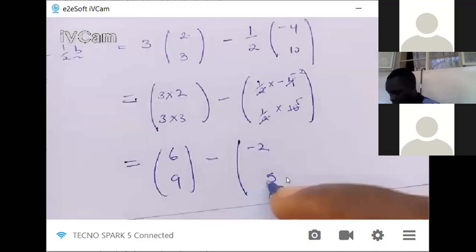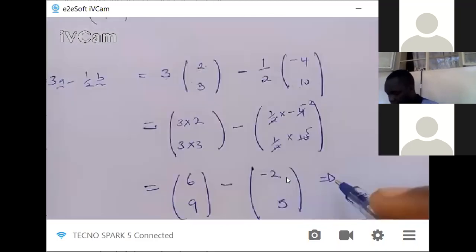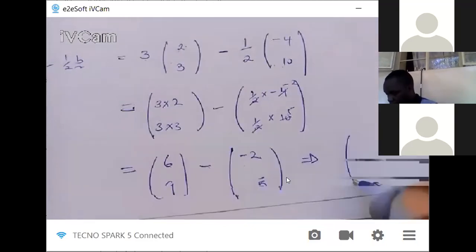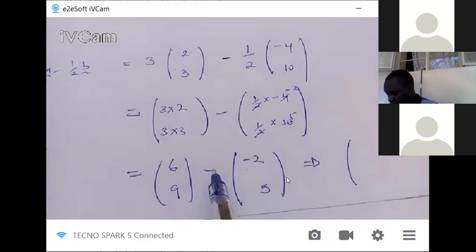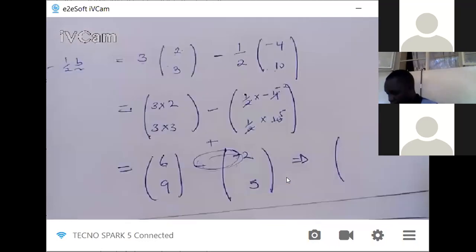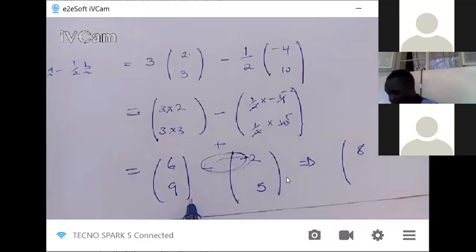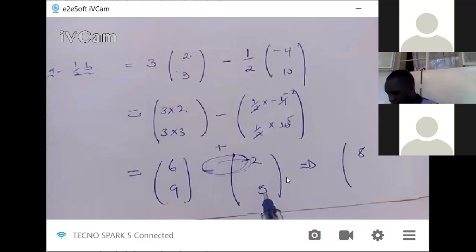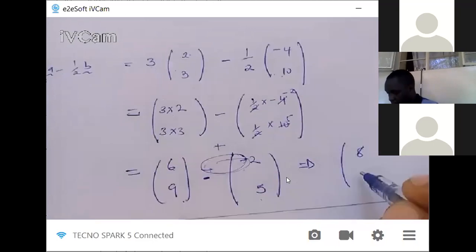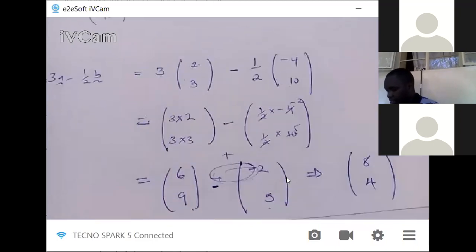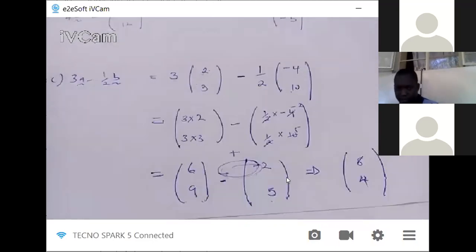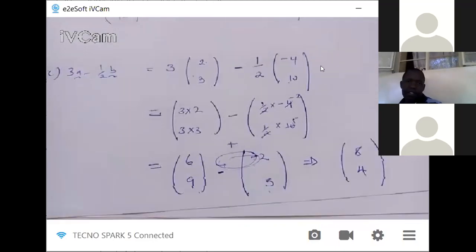Okay. So our answer becomes 6 minus -2, and we shall have 6 plus 2, because this one becomes a plus, and we shall have 8, and we shall have 9 minus 5, which is 4. So our answer is 8, 4. Is it okay? Yes. Good.